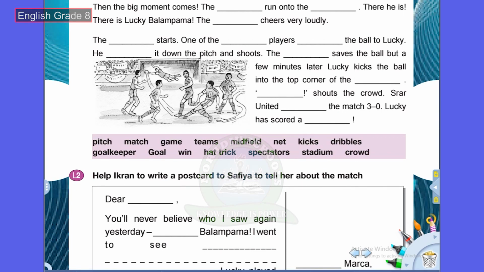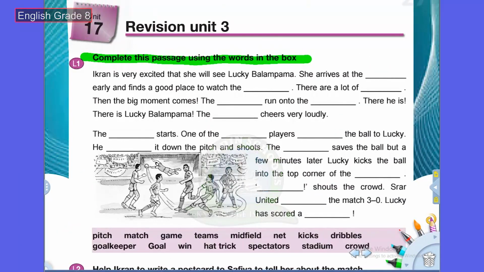The first word is pitch, and the next words are match, game, teams, midfield, net, kicks, dribbles, goalkeeper, goal, win, hat-trick, spectators, stadium, crowd. Use these words in order to fill in the blank spaces. Let's get back to the broken passage.